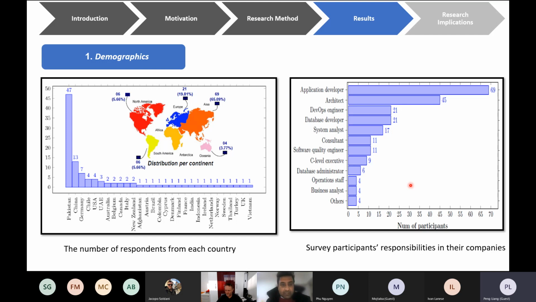So basically, as I mentioned, we sent around 9,000 emails to microservices practitioners, and we got only 136 responses. Among those, 106 responses are valid. The majority of the practitioners, nearly 65.5%, are from Asia. The survey participants have multiple responsibilities, but mainly they are related to application developer, architect, DevOps engineer, and database developer.